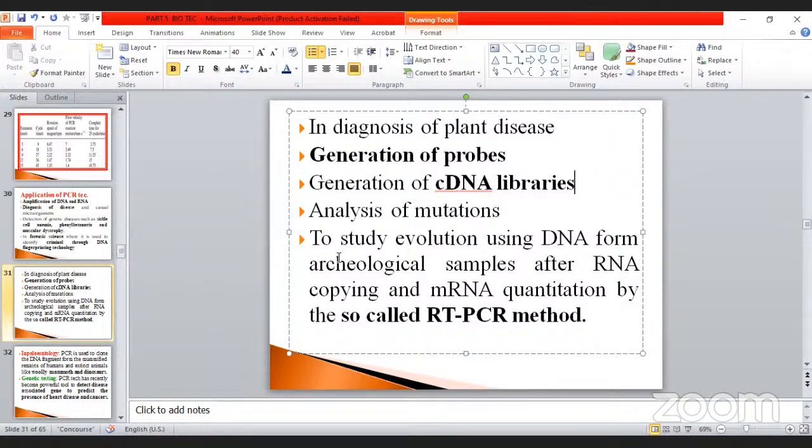Okay, next one, the same thing is given here: to study evolution using DNA from archaeological samples. This is also important, after RNA copying and mRNA quantitation by the so-called RT-PCR method. Okay, this is the important method. Sometimes they may use the archaeological department.